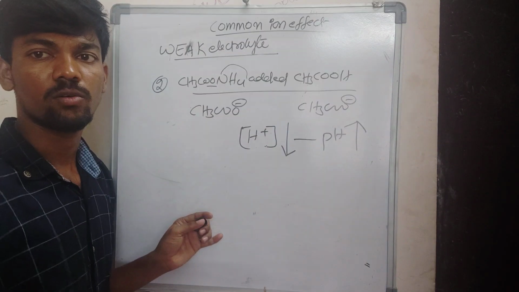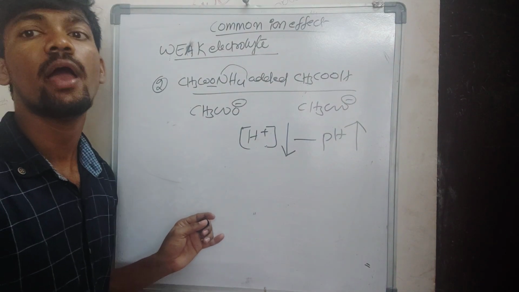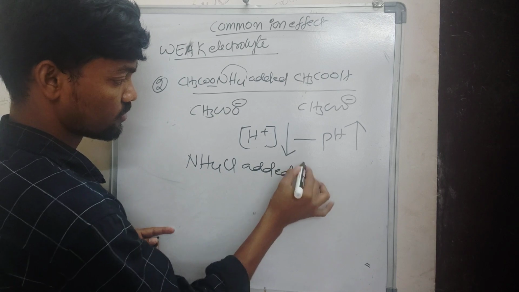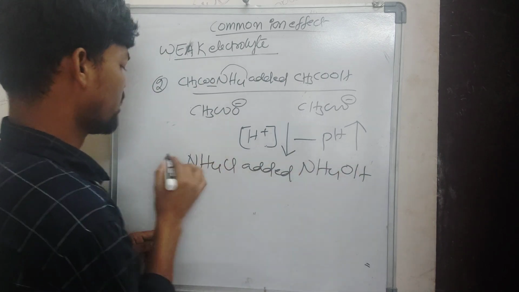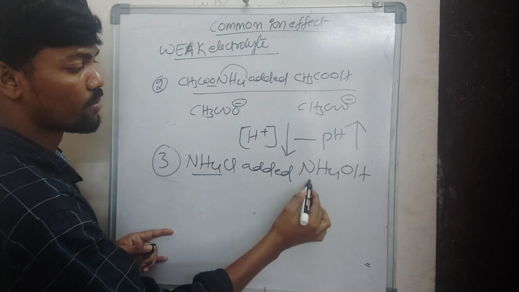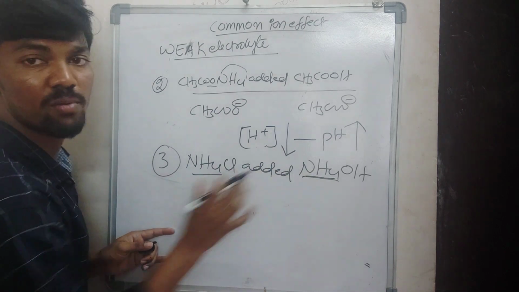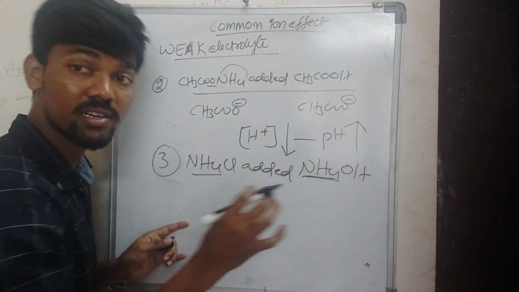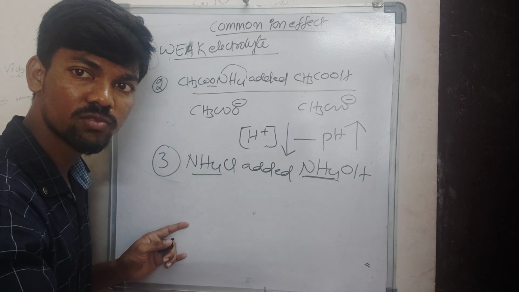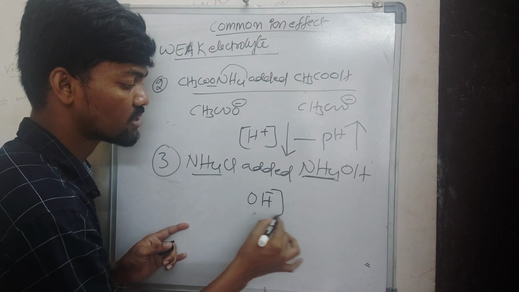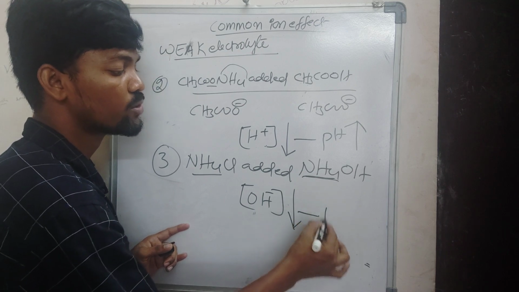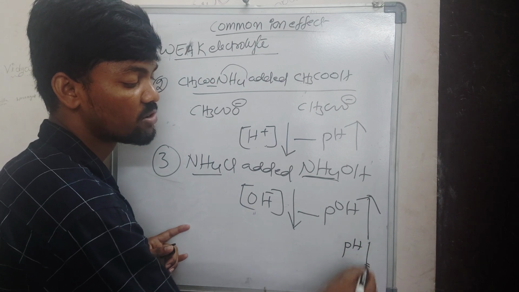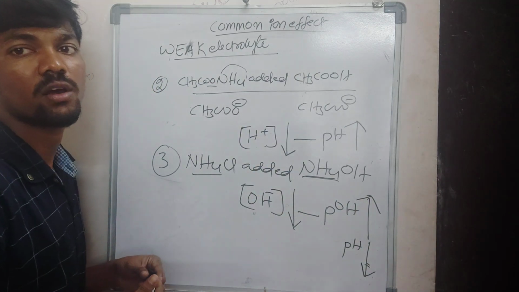Okay, next one. NH4Cl is added to NH4OH. Among this, which is the common ion? NH4 is the common ion. So the NH4 concentration will increase for this one, and the OH minus concentration will decrease. It means pOH, what happens? It increases. If pOH increases, what happens to the pH value? It decreases. These are the steps in the common ion effect.